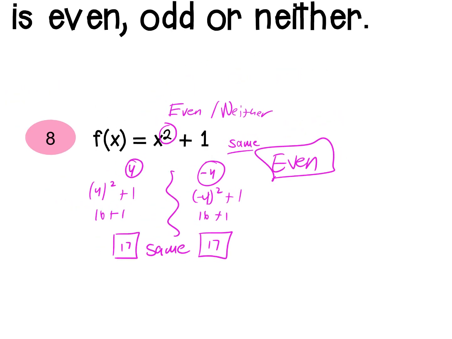Now, if you use 2 and negative 2, what did you get as your answers? 5. If you use 3 and negative 3, what did you get as your answers? 10. It doesn't matter the numeric value that you get. You have to look at the answers and compare them. If you think it's an odd function, then they should be opposite of each other. If you think it's an even function, then it should be the same.